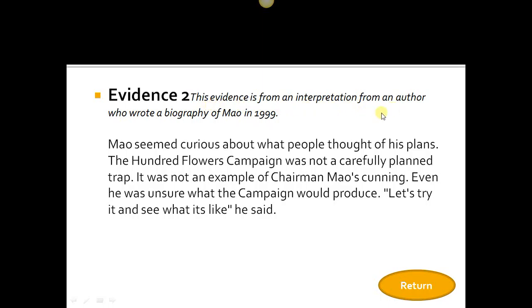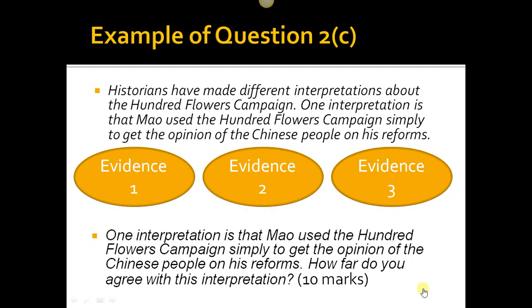This evidence is from an interpretation from an author who wrote a biography of Mao in 1999. So Mao seemed curious about what people thought of his plans. The 100 Flowers campaign was not a carefully planned trap. It was not an example of Chairman Mao's cunning. Even he was unsure what the campaign would produce. Let's try it and see what it's like, he said. Now that's agreeing. That's agreeing with that interpretation.